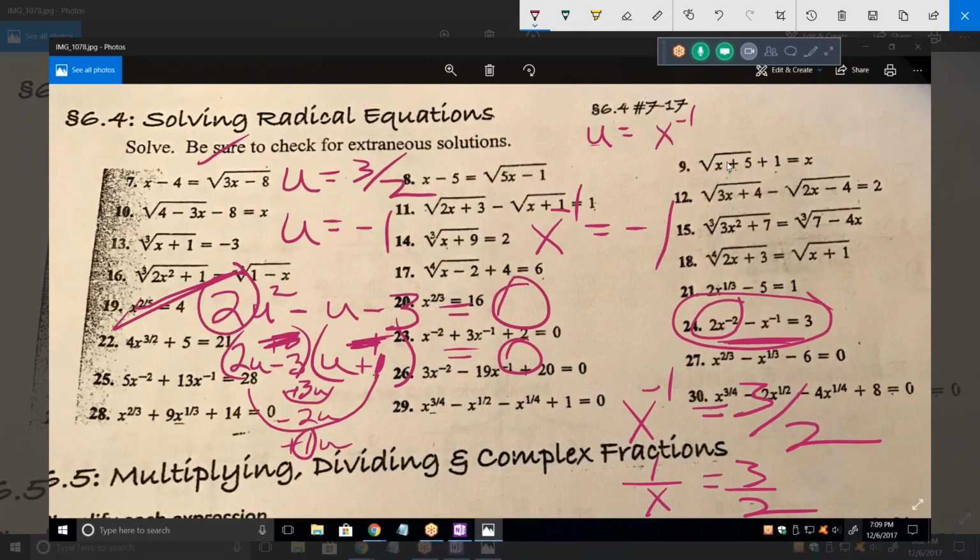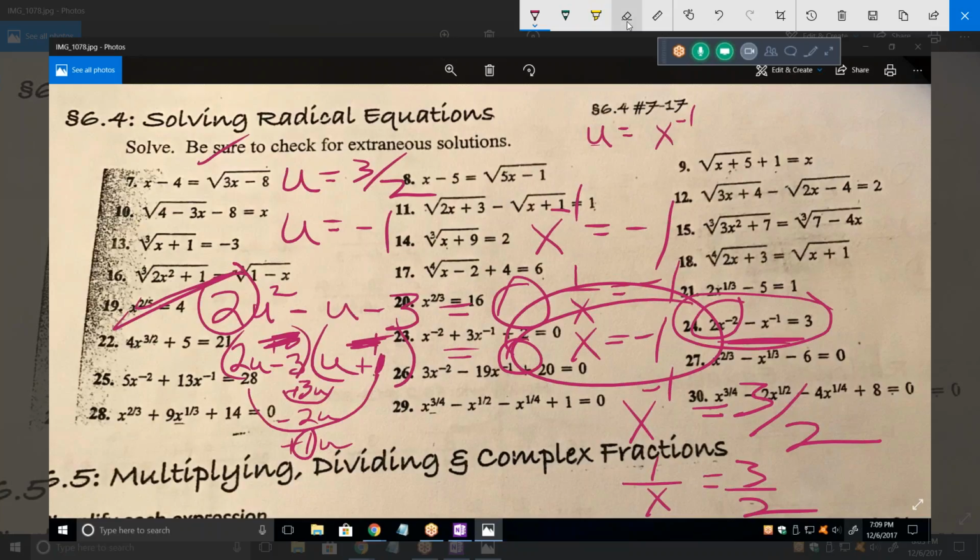In other words, u was minus 1 in one of our solutions. And so u is equal to x to the minus 1. So I get 1 over x equals minus 1. X is equal to minus 1. So my 2 real solutions are 2/3 and minus 1. Okay? Those are definitely a little trickier.